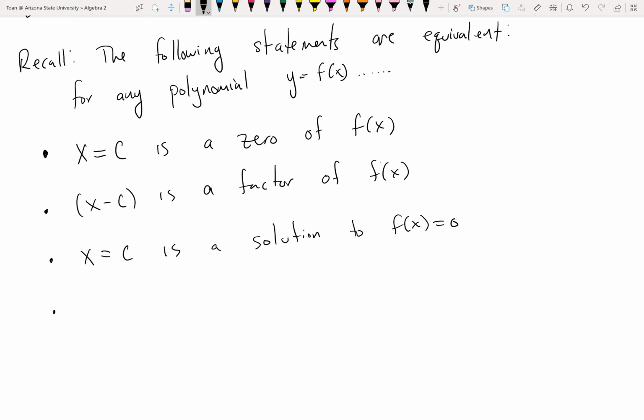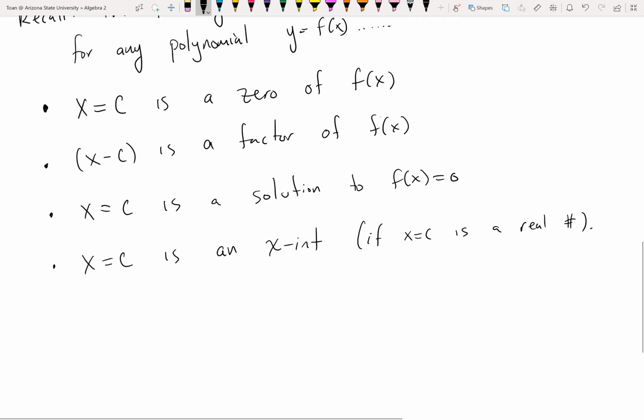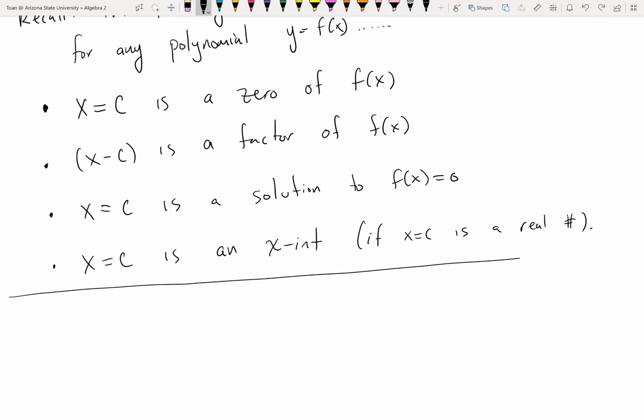And probably more importantly, for our purposes in terms of sketching, x equals c is an x-intercept. Of course, this only works if they're real numbers. So this is probably the more important idea here. If we can solve an equation, and if our answers are real numbers, then I can guarantee myself that they are going to be x-intercepts.